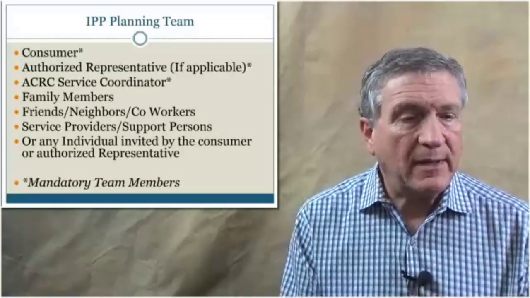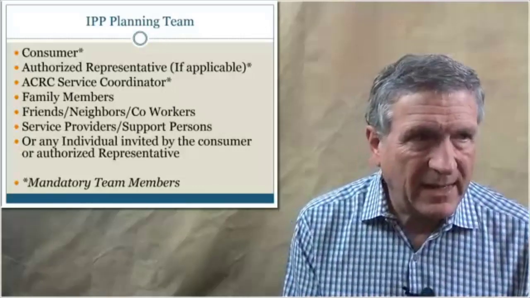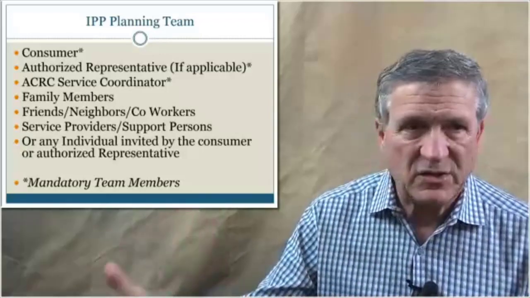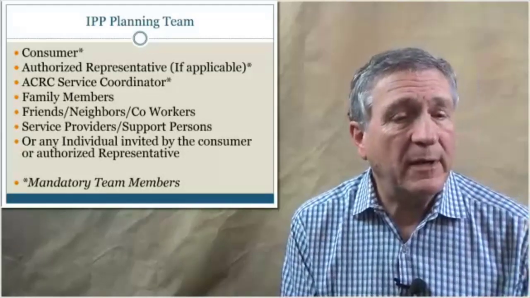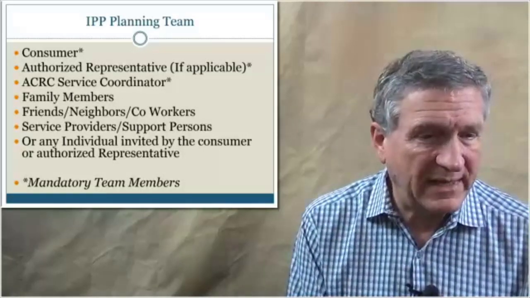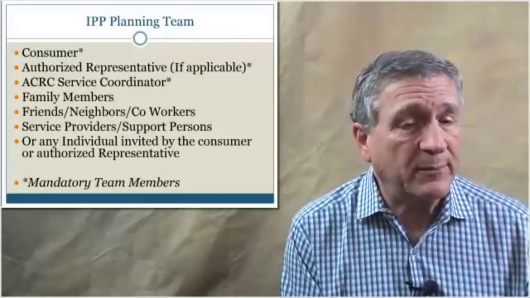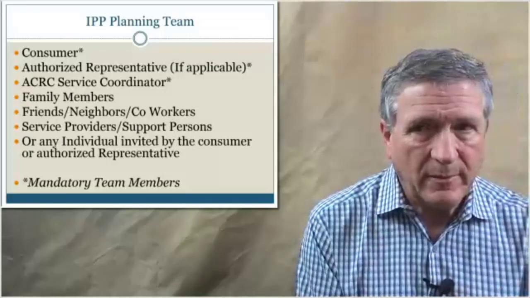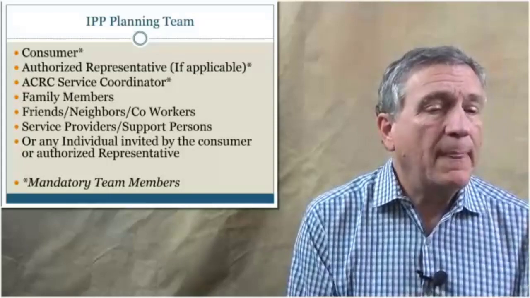Okay, so let's talk a little bit more about the IPP planning team. Technically, the IPP team, if it's an adult, can consist of 2 people, the consumer and a representative from the regional center. However, there can be a whole lot more people on the IPP planning team. When I was executive director, there were times when it was a pretty high-profile IPP, and there could be a room full of as many people as we have here, 20 people or so.